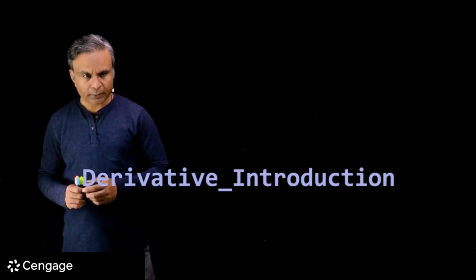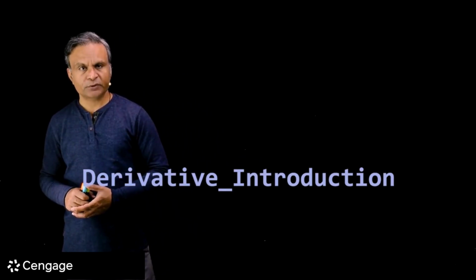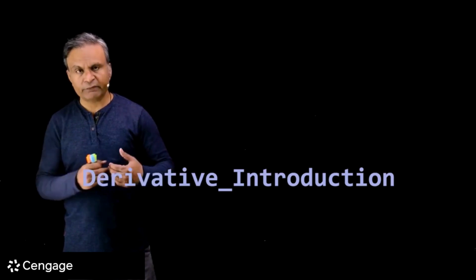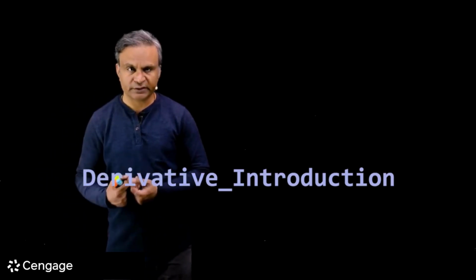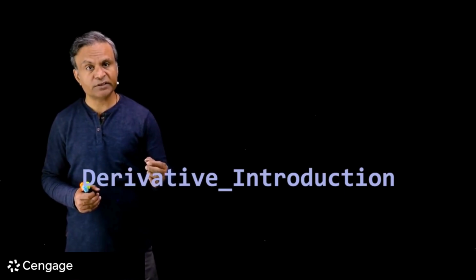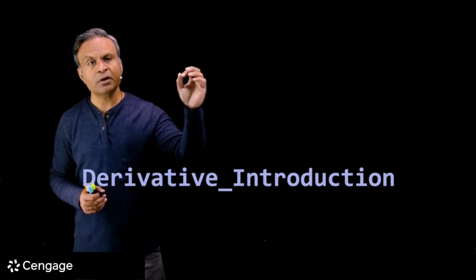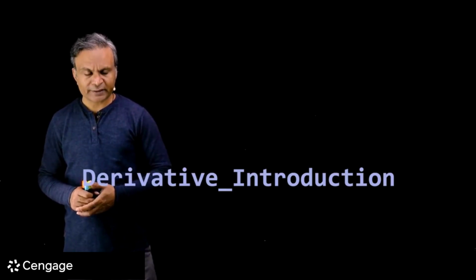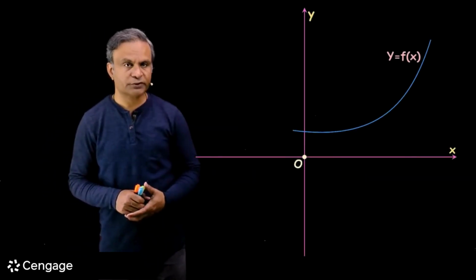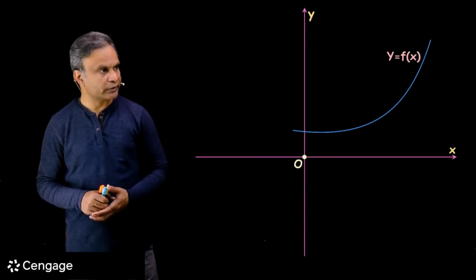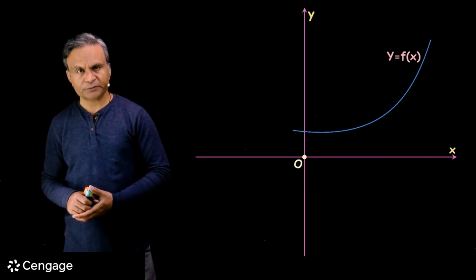Now, there are two ways to measure this change. We have in fact two types of changes. One is average change over an interval of the independent variable, and the other is instantaneous change at some point. Let's understand this with the help of one continuous function. Here we have the graph of the continuous function y is equal to f(x).